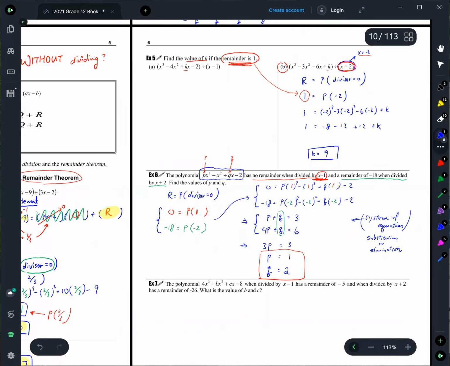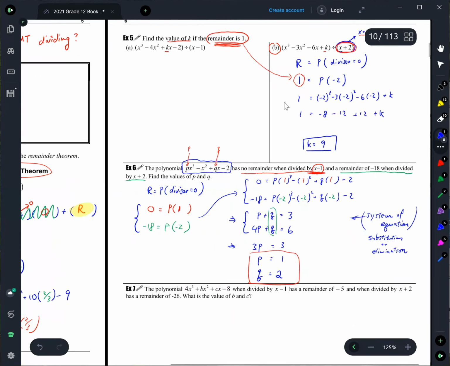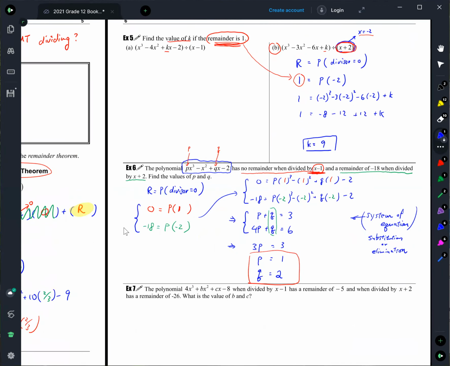Okay. All right, can you raise your hand if you finish this question or copy down everything? So I will be assigning 2 questions like this, okay? So make sure you know how to do this kind, how to set up the equations using remainder theorem. Okay, Susan, do you have any questions?